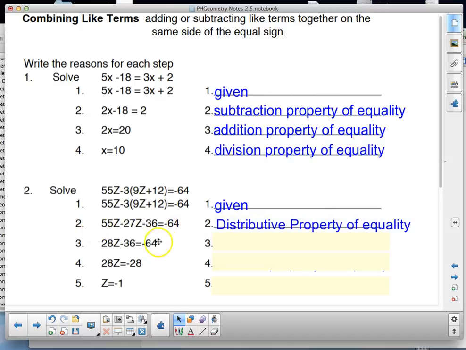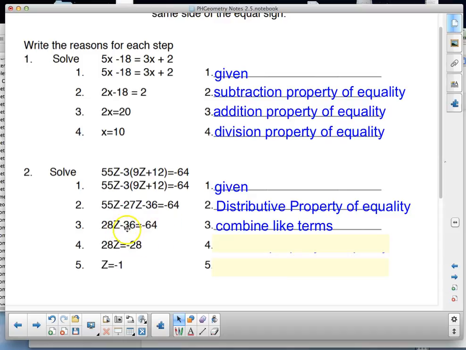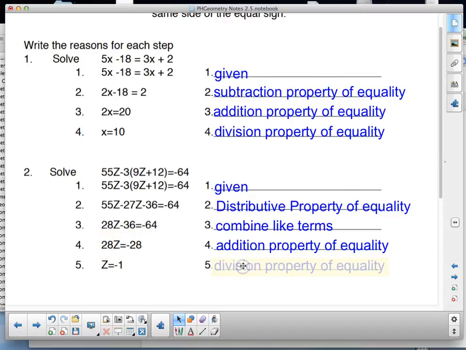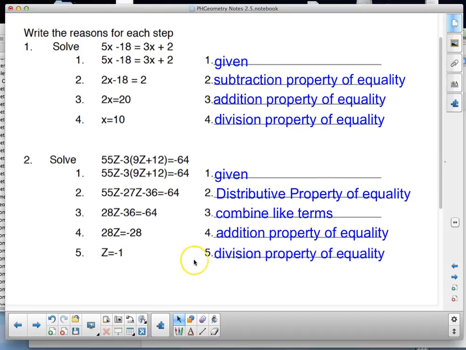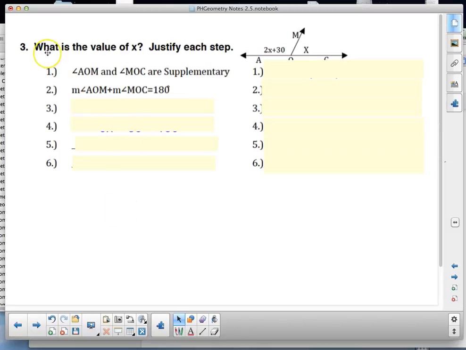Now, I'm still leaving everything on the right the same, so I'm doing something different, and I'm combining like terms. So that's combining like terms on the left side to go from step 2 to step 3. From now on, it's just me adding to both sides, so it's the addition property of equality, and then I'm going to divide, and it's the division property of equality. So it's just, why did I do what I did when I did it? And I'm justifying my steps. Okay. Now, as we go on, I'm going to see what it looks like as I go through this.